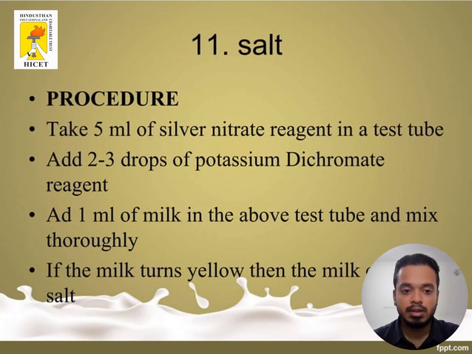Then salt. Take 5 ml of silver nitrate reagent in a test tube. Add 2 to 3 drops of potassium dichromate reagent. Add 1 ml of water in the above test tube and mix thoroughly. If it turns yellow, then the presence of salt is indicated.